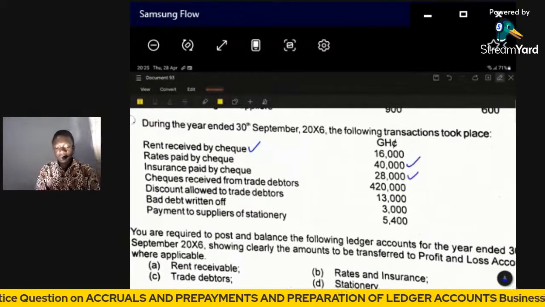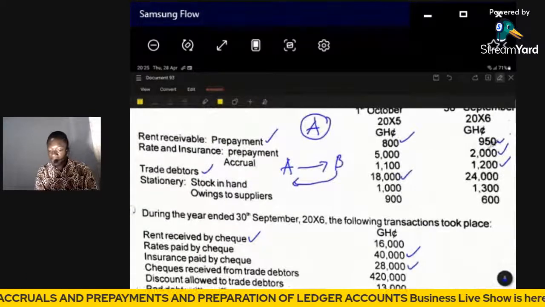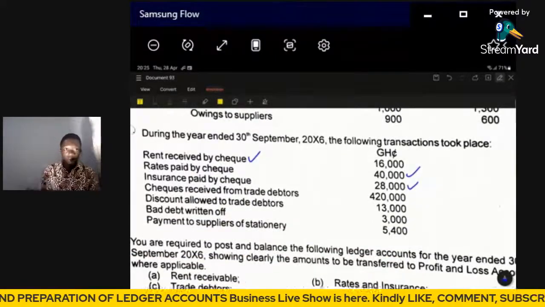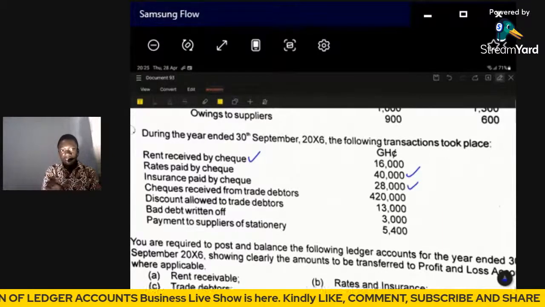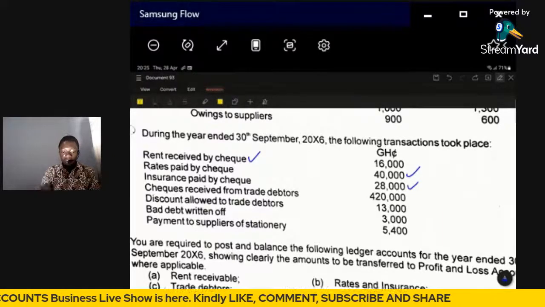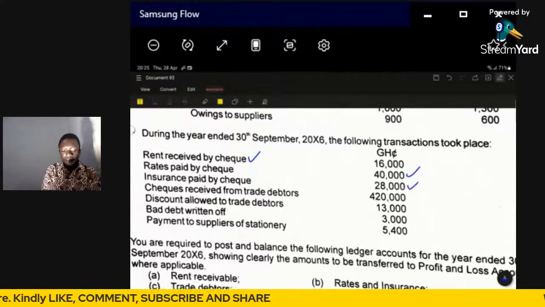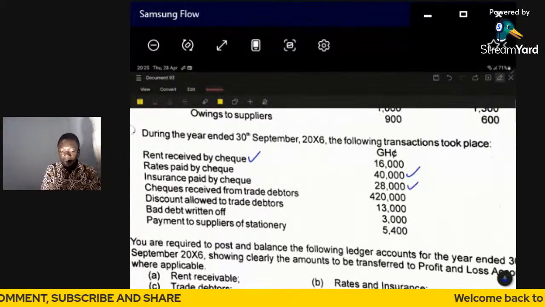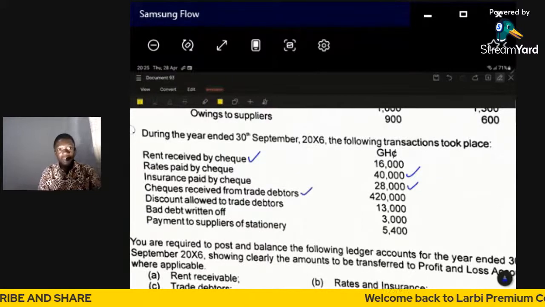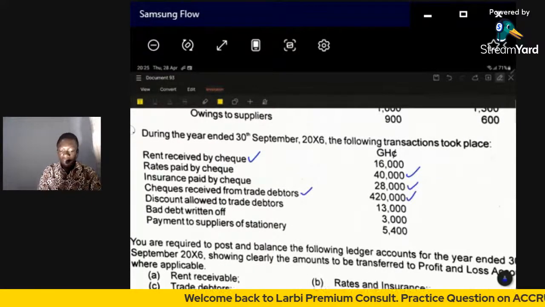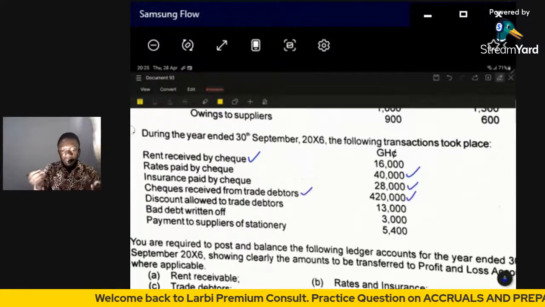You deal with them. I think we also have a closing balance. We'll get back to the closing balance once you are done with other issues that transpired during the year. So let's see other information that transpired during the year. So far as the trade debtors account is concerned, we have one here: cheque received from trade debtors. That was 420,000 Ghana cedis.